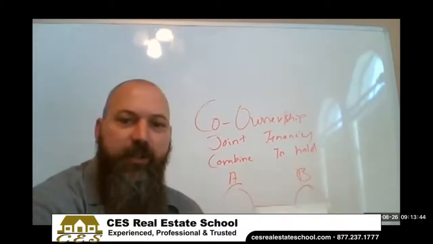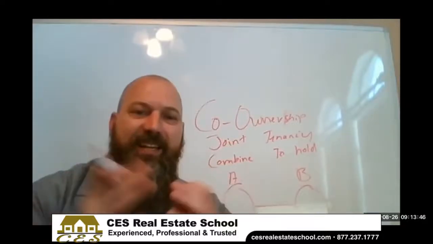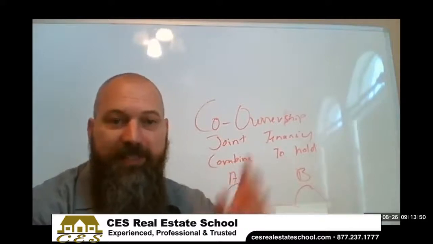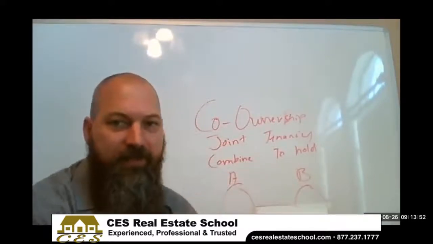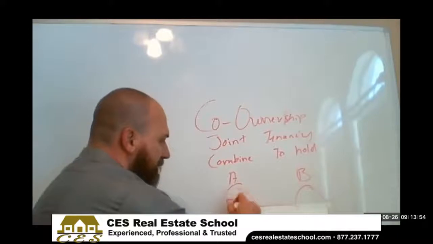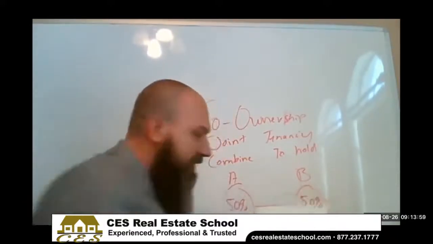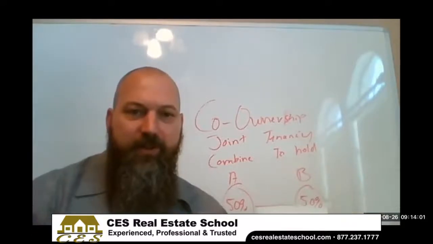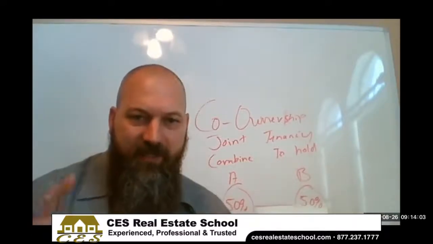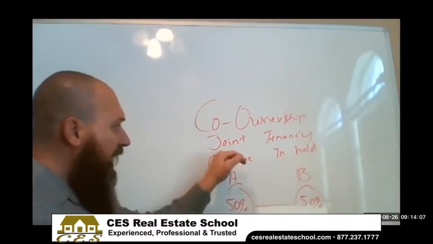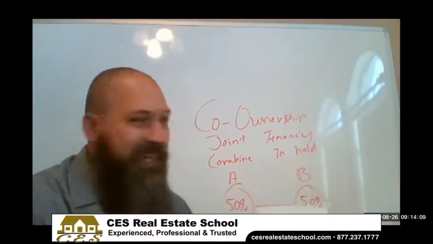And under joint tenancy, since you're combined, this is a little bit different. You have to have equal shares. It's almost the opposite of tenancy in common. So A has to have 50% and B has to have 50%, right? Now, it does not matter how many parties are under a joint tenancy. You can have 100 parties as long as they have what? Equal shares.